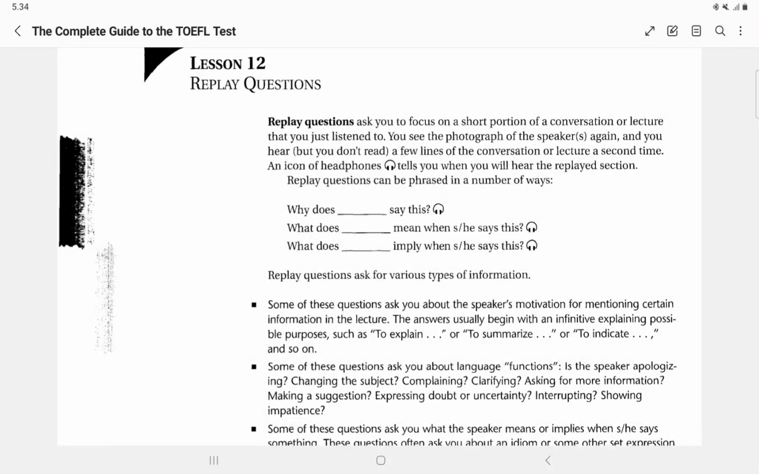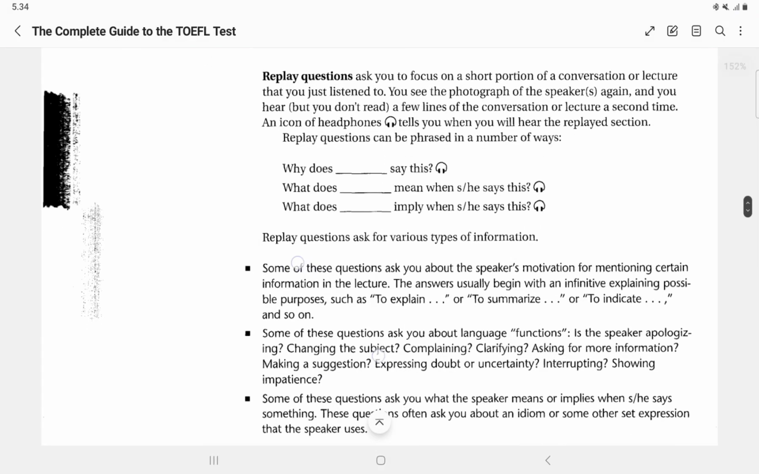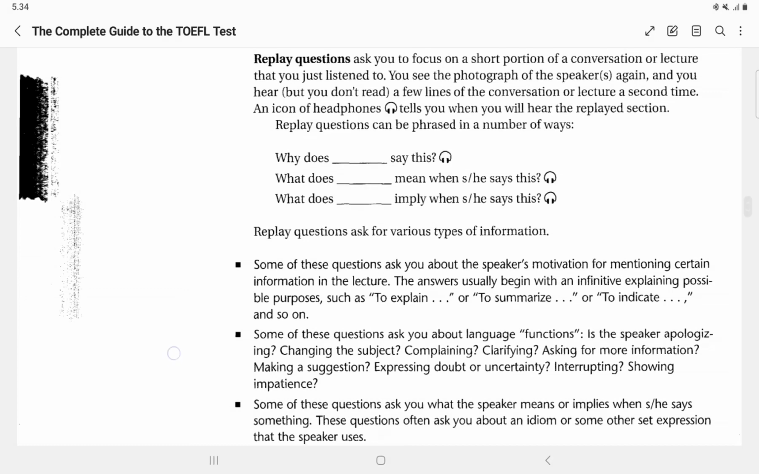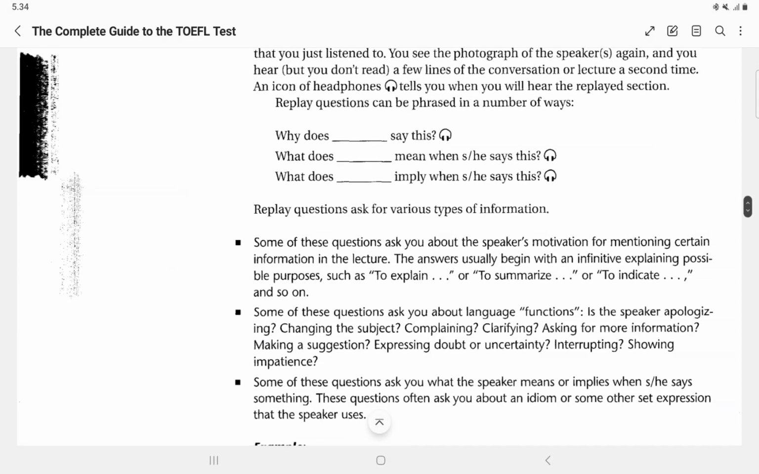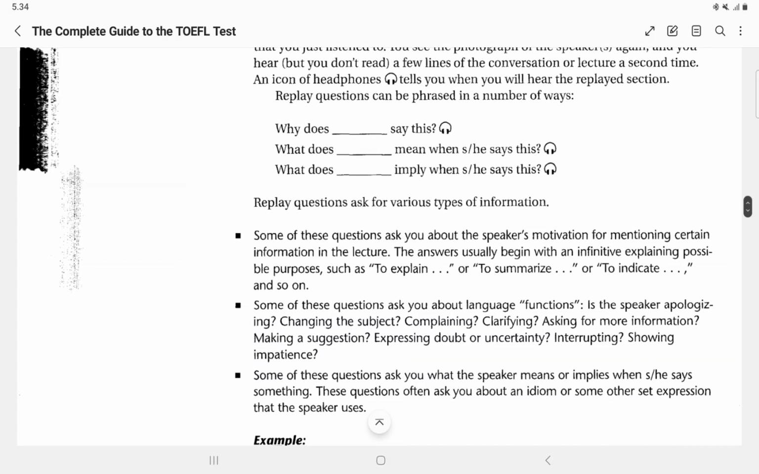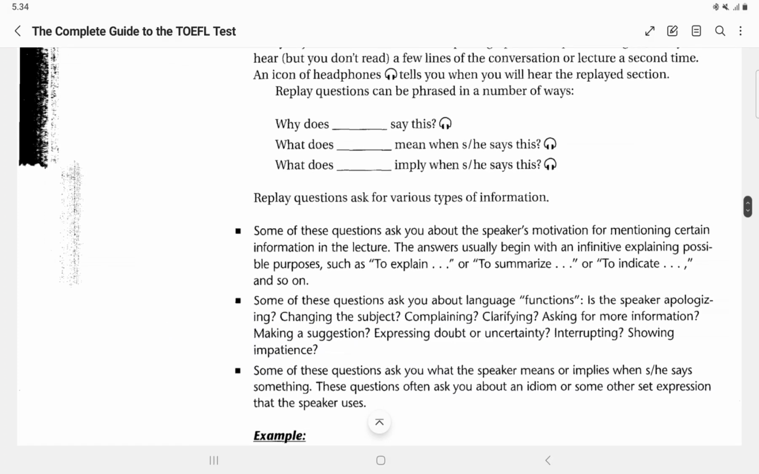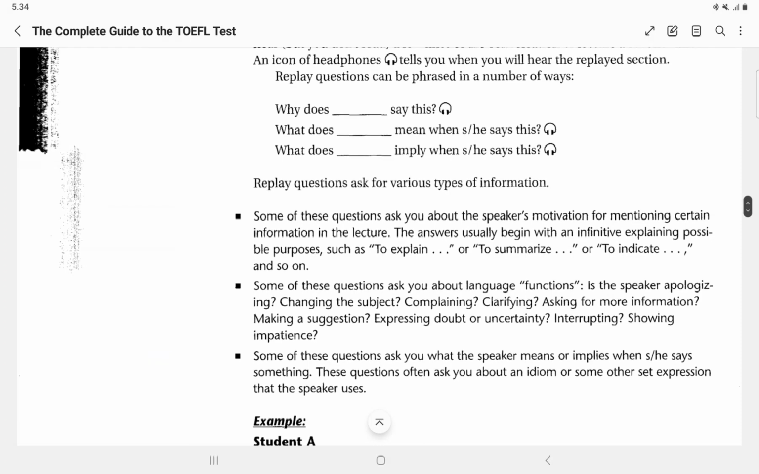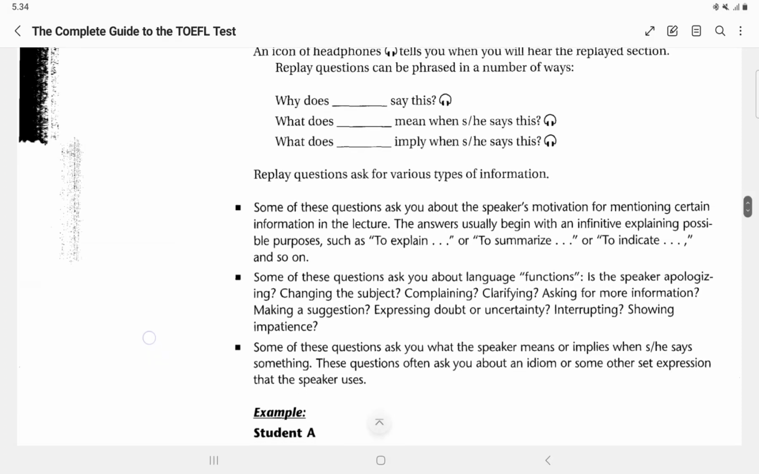The Complete Guide to the TOEFL iBT Test, Lesson 12, Reply Questions. Reply questions ask you to focus on a short portion of a conversation or lecture that you just listened to. You see the photograph of the speakers again, and you hear, but you don't read, a few lines of the conversation or lecture a second time.